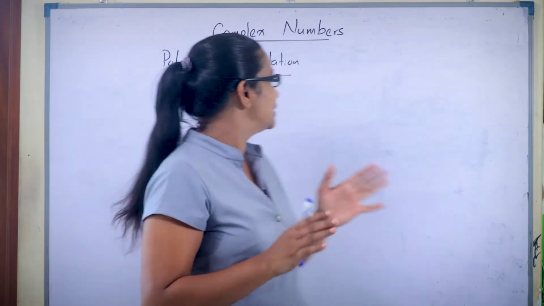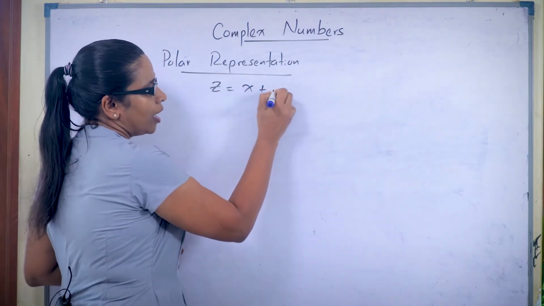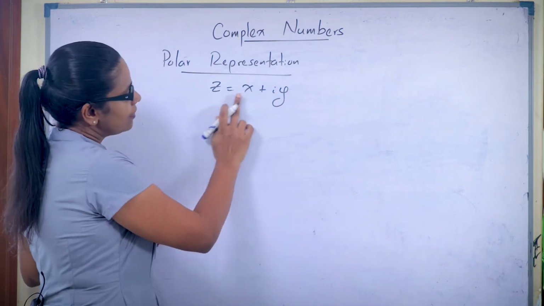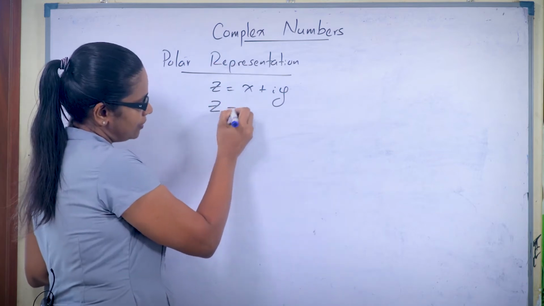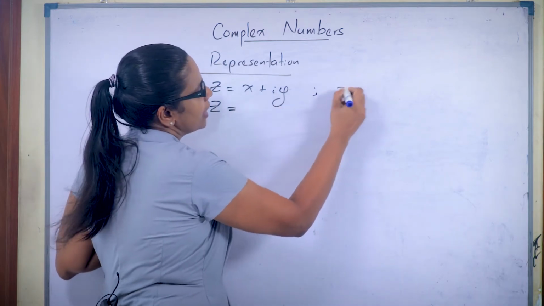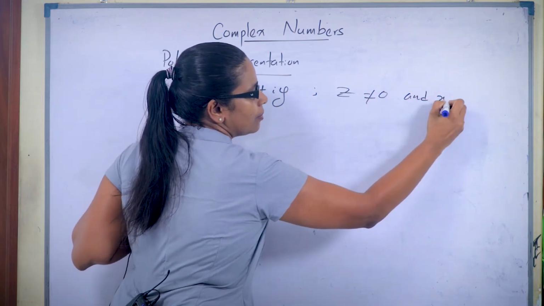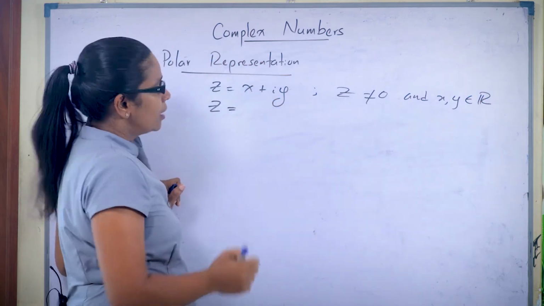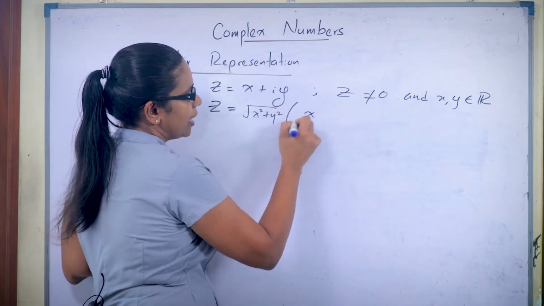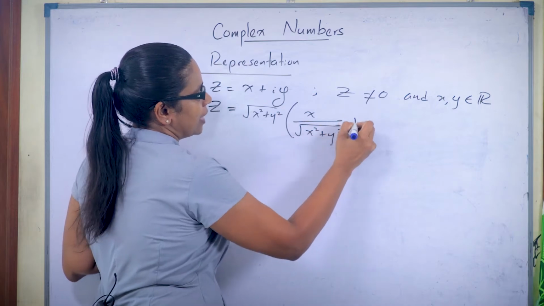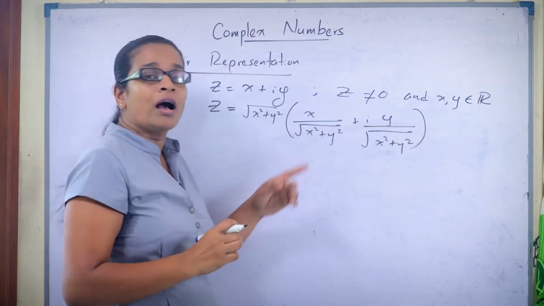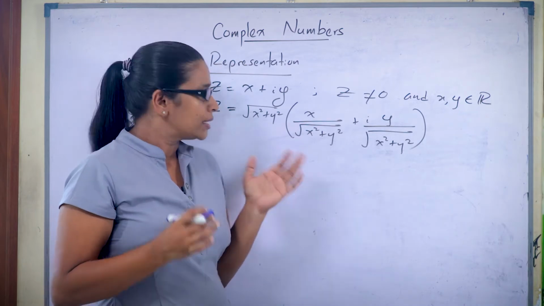Now let's look at Z equals x plus iy. I'm going to explain the polar representation again using x and y. So I'm going to convert this into polar representation. Consider Z is not equal to 0, and both x and y are real numbers. Now I'm going to rewrite this as root of x squared plus y squared, times x over root of x squared plus y squared, plus i y over root of x squared plus y squared. I wrote this line like this. Why? There's a reason here.